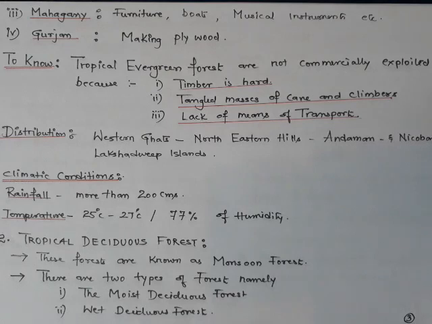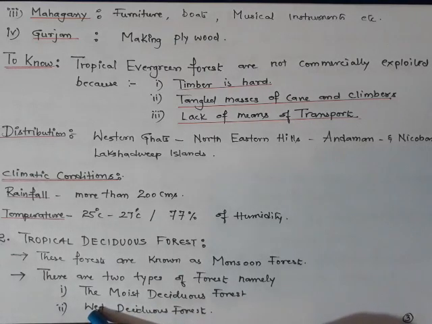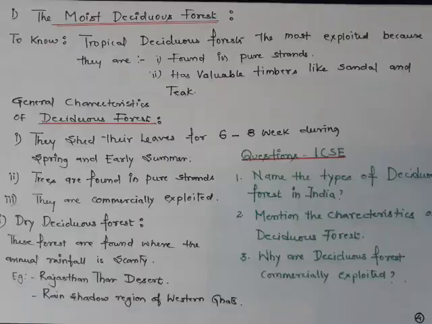Tropical deciduous forests. These forests are known as monsoon forests. Why? Because they are under the influence of monsoon. There are two types of deciduous forest, basically moist and dry deciduous forest.